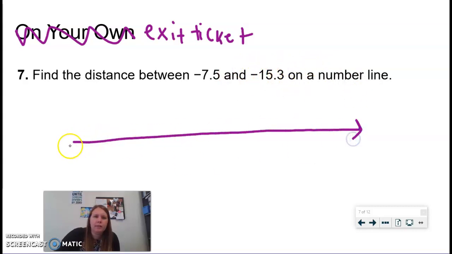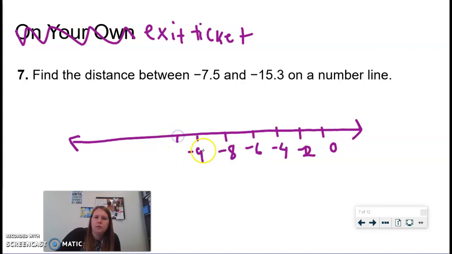So I'll get you kind of started. It's not going to be exact, but you can kind of see. So let's maybe make this 0. Well, let's go by 2's. Oops, that didn't go by 2's. All right, so your negative 7.5 is going to be probably about here-ish. And your negative 15.3 is going to be kind of about here-ish.